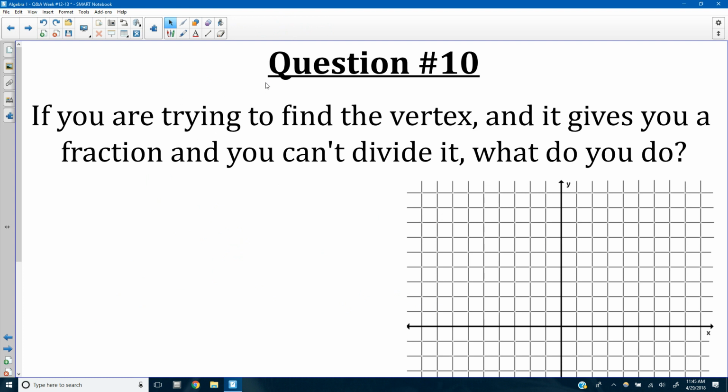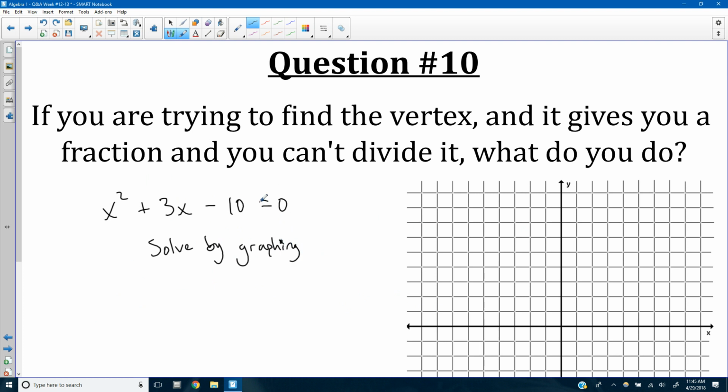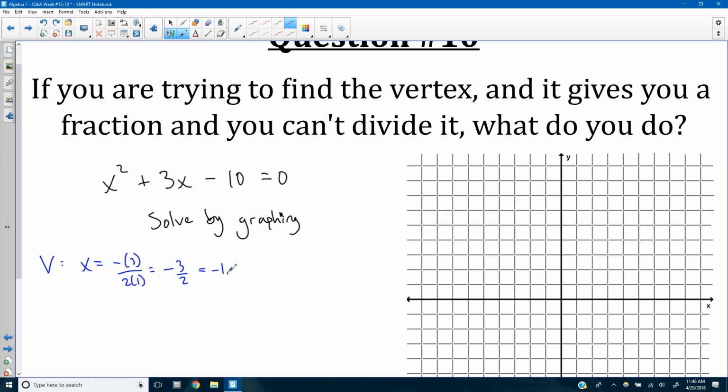And the final question here is question number 10. If you are trying to find the vertex and it gives you a fraction and you can't divide it, what do you do? Well, that's a great question. Let's say you have something like x squared plus 3x minus 10 equals 0, and they're asking you to solve by graphing. Well, you have 2 ways to solve by graphing when it comes to this kind of problem. One of them is just using your negative b over 2a. So like your x value of your vertex is negative 3 over 2 times 1, which is negative 3 over 2. And you can't divide it. And when they say you can't divide it, they mean that it's not an integer. Yeah, well, it's a decimal, negative 1.5. So like, all right, well, what do you do with this? Well, it's still a part of the graph.